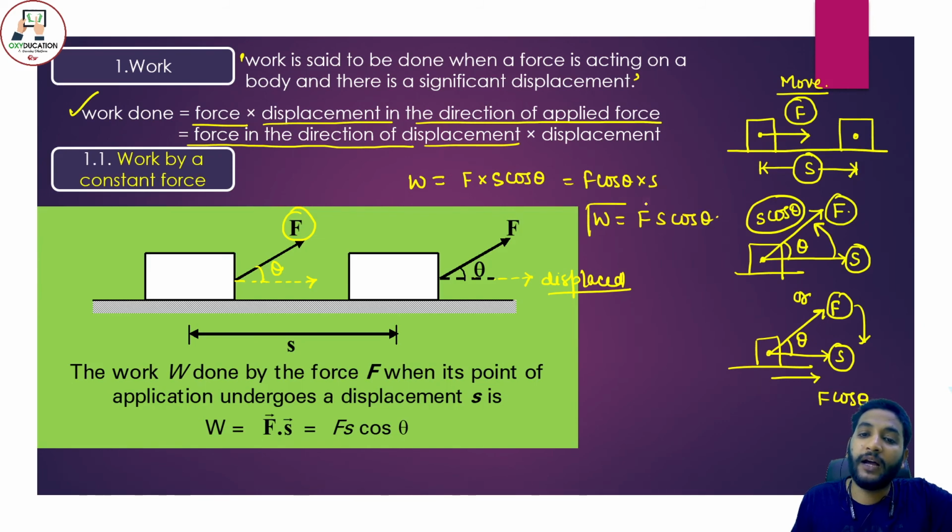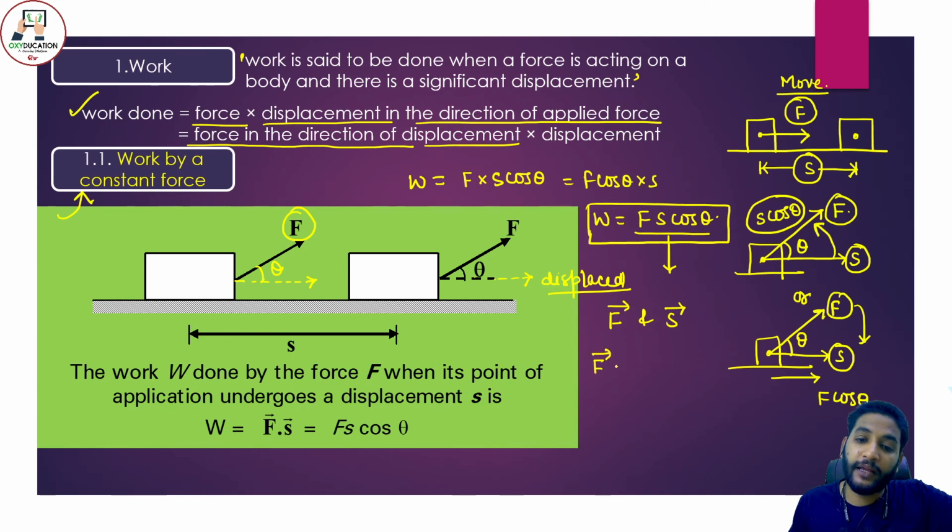Now, this work done is just because of the applied force F. We already know that if we have two vectors, the vector F and a displacement vector, and we multiply them like F dot S, we will get F S cos theta. It means F S cos theta is nothing but the work done. So simply we can say work done W is nothing but the dot product of the two vectors F and S.